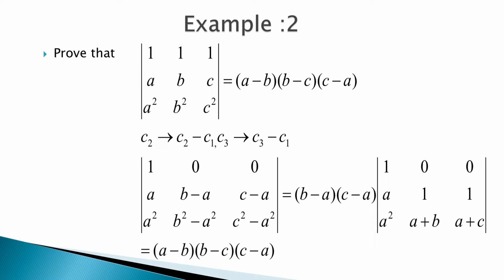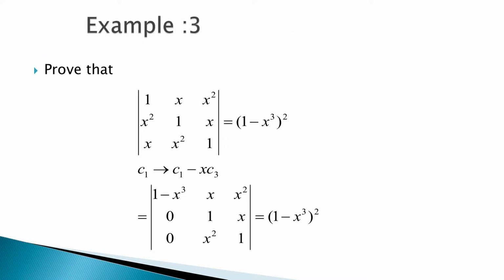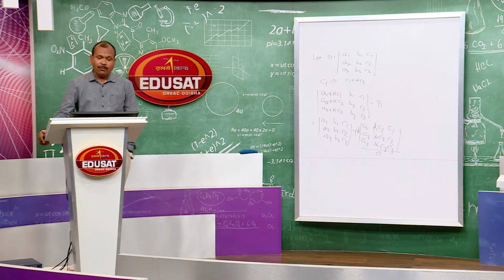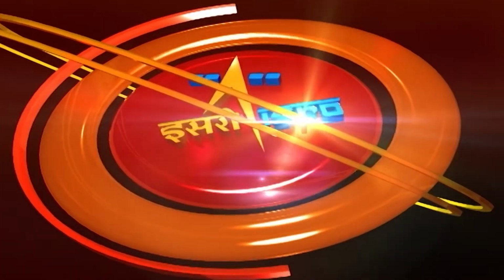Expanding the first row, we have the value of the determinant as (a minus b) into (b minus c) into (c minus a). The third example: the determinant is given as 1, x square, 1 plus x square, 1. This value becomes (1 minus x square) whole square. Now, we change C1 to C1 minus x times C3, that is column 1 changes to column 1 minus x times column 3, then we have the determinant, and expanding the first column we get the result.